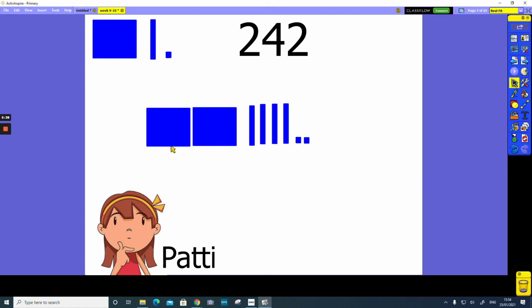2 hundreds, 4 tens, 2 ones. 242 represented using Dienes. Give yourself a tick or fix up your answer. Well done.